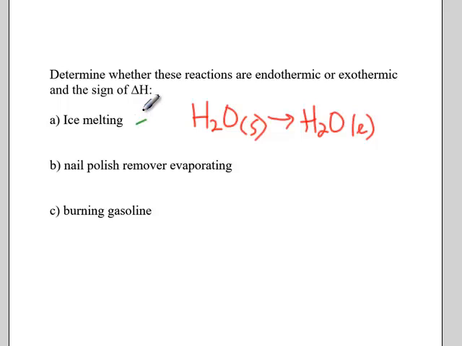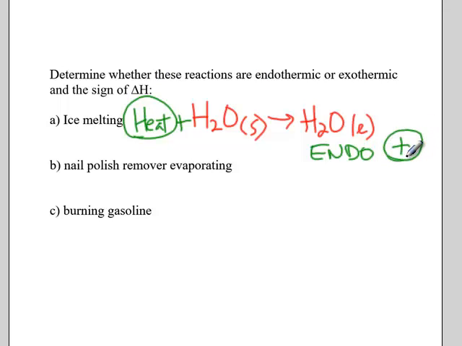And obviously you have to add heat to the ice to make it melt. So heat is on the reactant side. That makes this an endothermic change. And just like Q positive means endothermic, delta H follows exactly the same sign convention. An endothermic reaction always has a positive delta H.